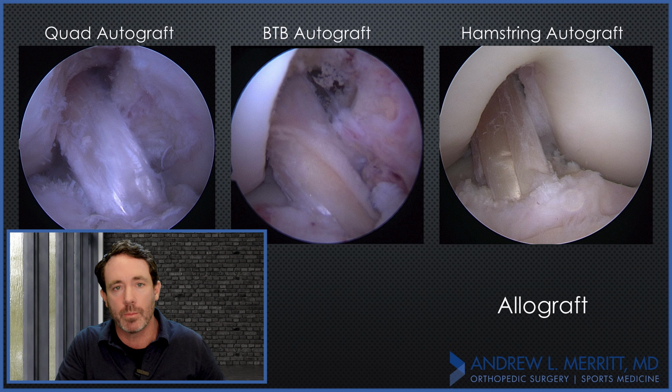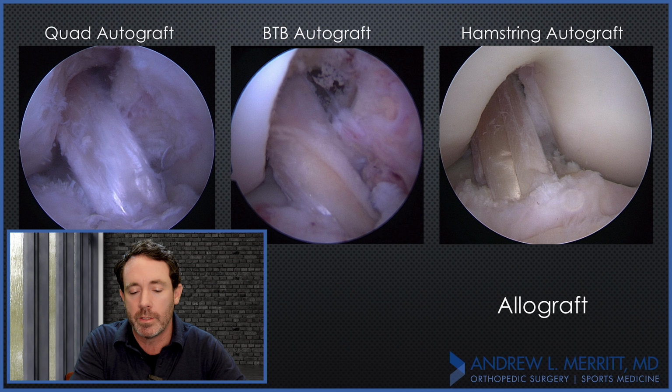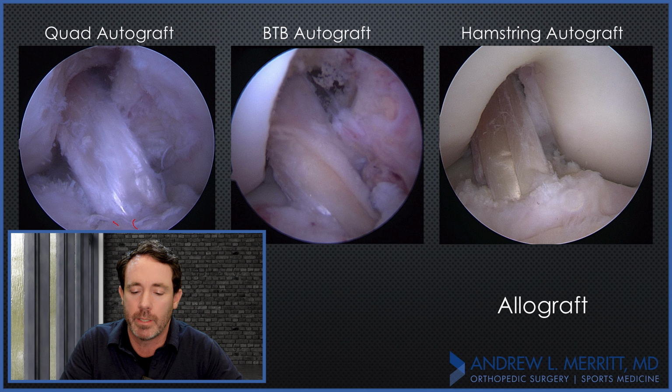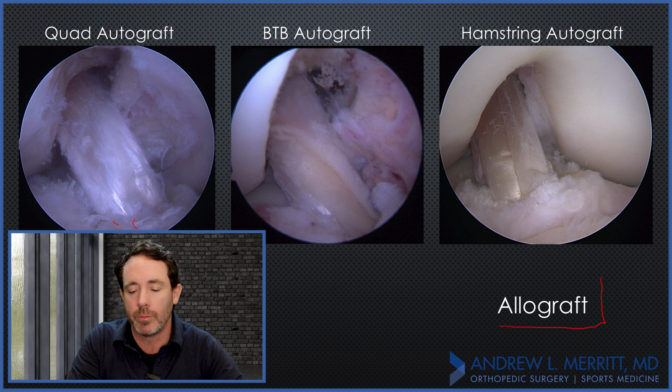They all conceptually look the same. So you can see all the grafts still go through a tunnel, crossing the knee, same thing. The most common are quad autograft, BTB autograft, bone patellar tendon bone, where we actually take some of your bone from your patella, a strip of your patellar tendon, and a little bit of bone from what we call the tibial tubercle, where the patellar tendon inserts, or hamstring autograft. And then there's a big category of allograft, which means not your own tissue.